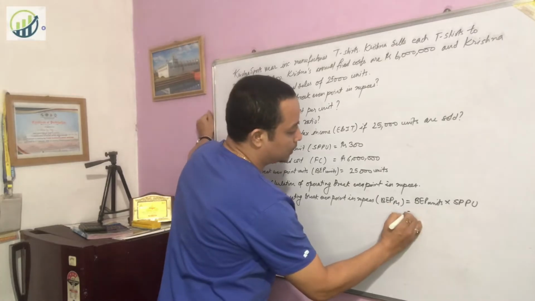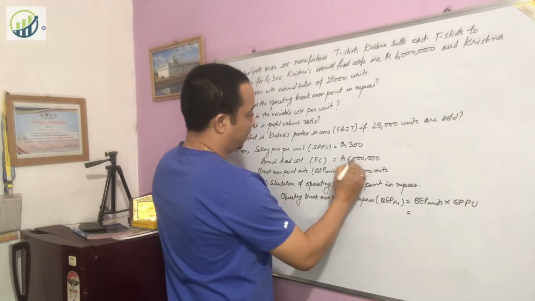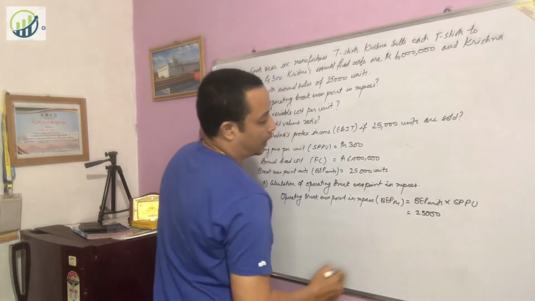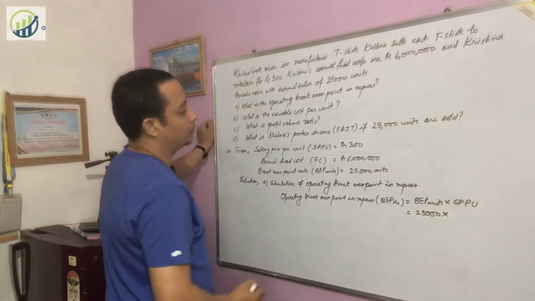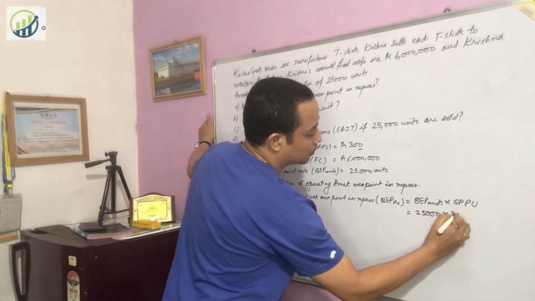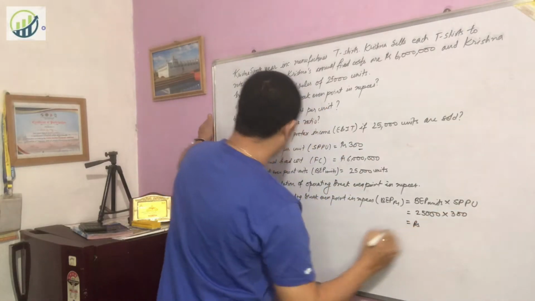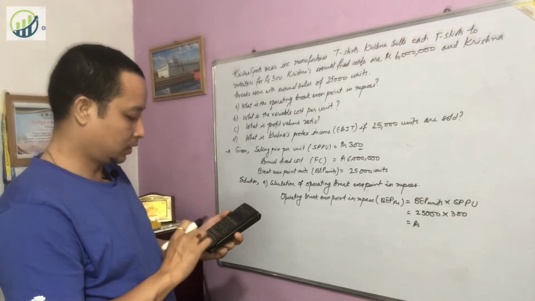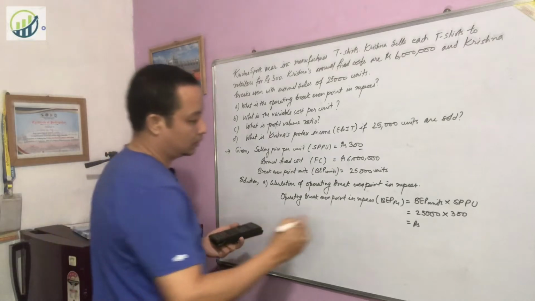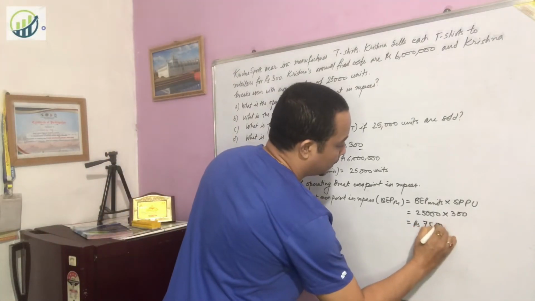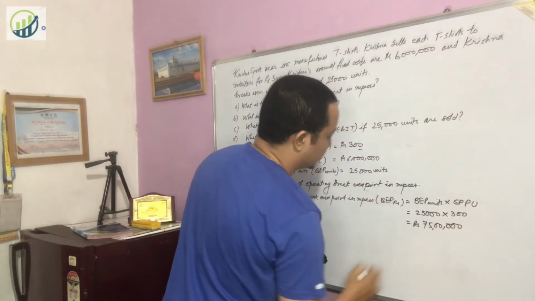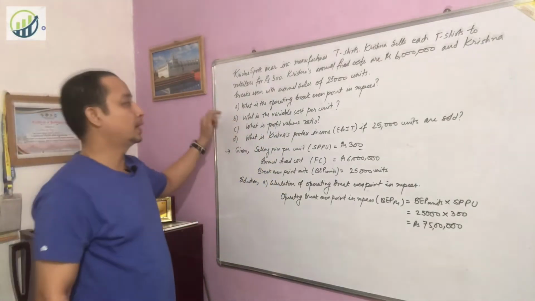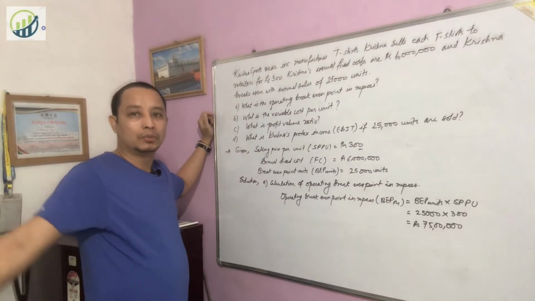Here BP units is 25,000 units and selling price per unit is 300. So your value will be rupees 25,000 into 300, that is rupees 75 lakh. Now after finding BEP rupees, second you have to find the variable cost per unit.